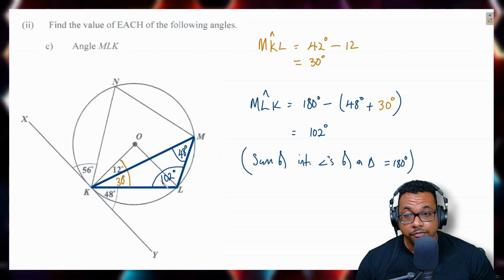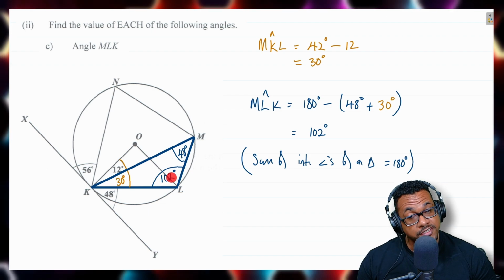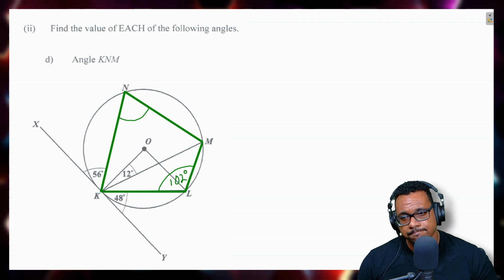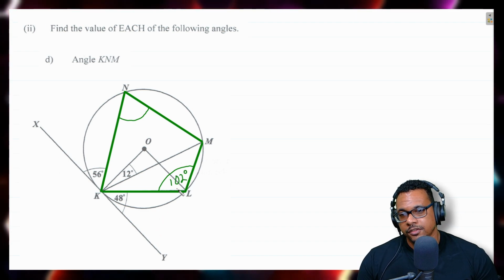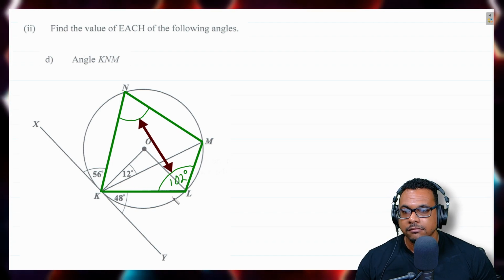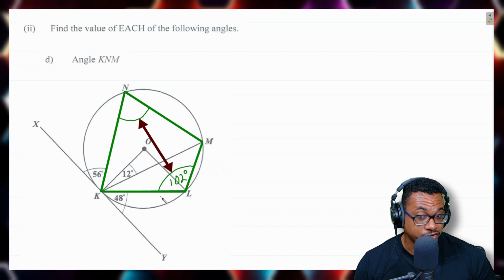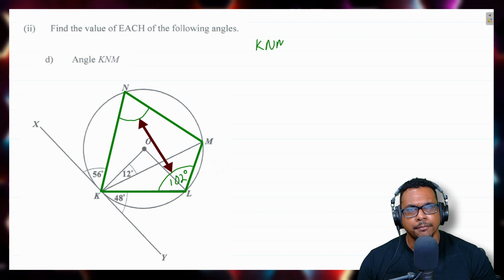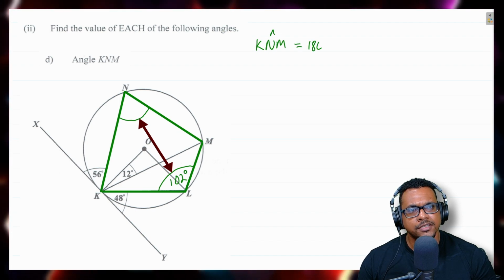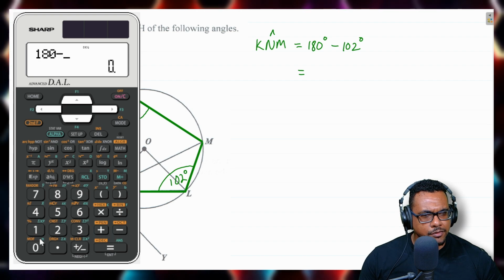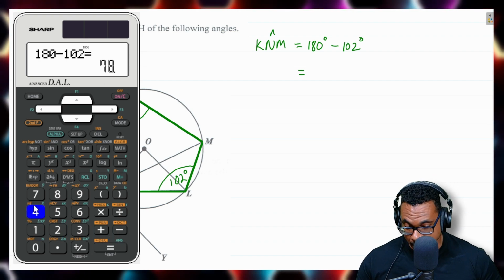If you recall, we found this entire angle to be 102 degrees. So we're going to put here 102 degrees, which we found already. Again, these two are the opposite angles of a cyclic quadrilateral. Therefore, they are supplementary, so when you add them up, they must add up to 180 degrees. So angle KNM is simply equal to 180 degrees, take away that 102 degrees, and we get 78 degrees.